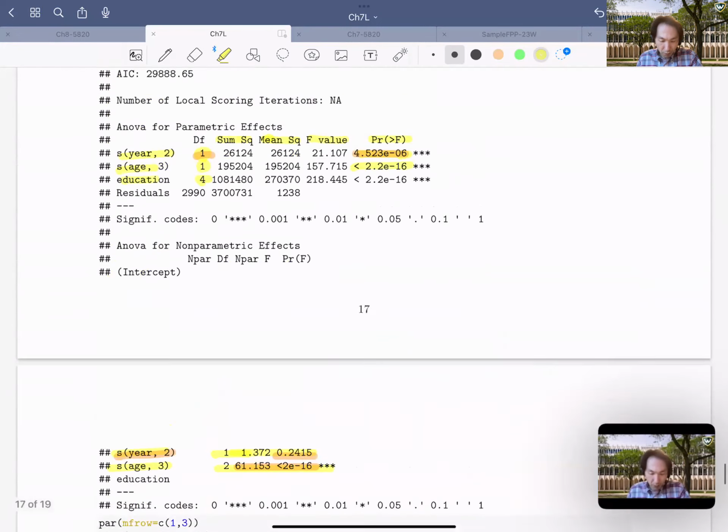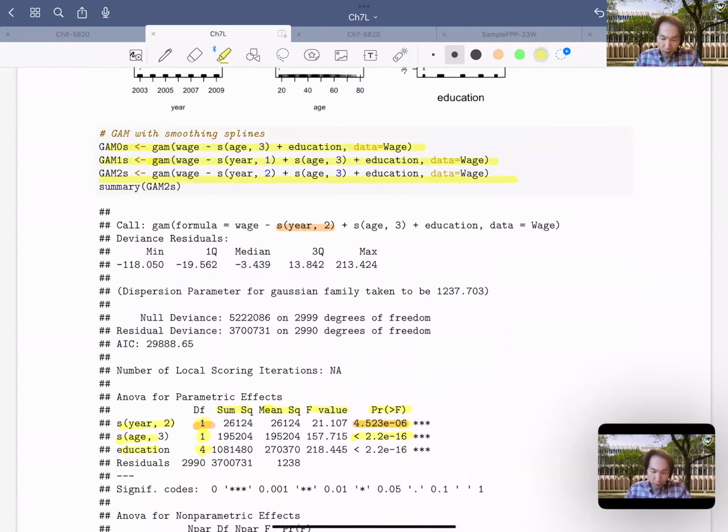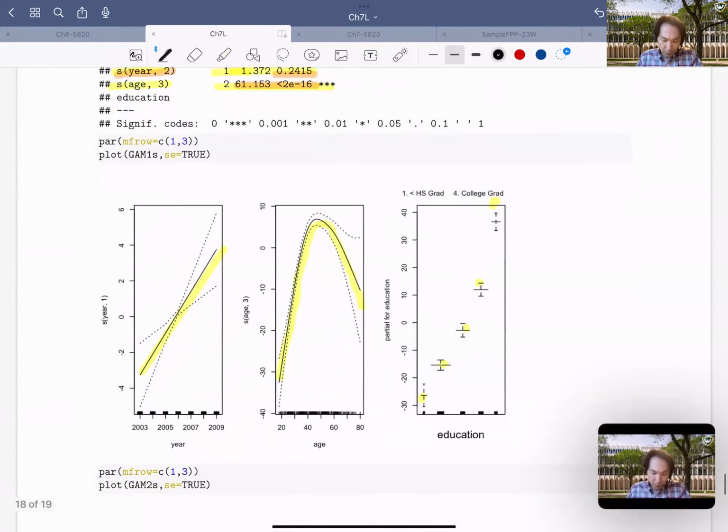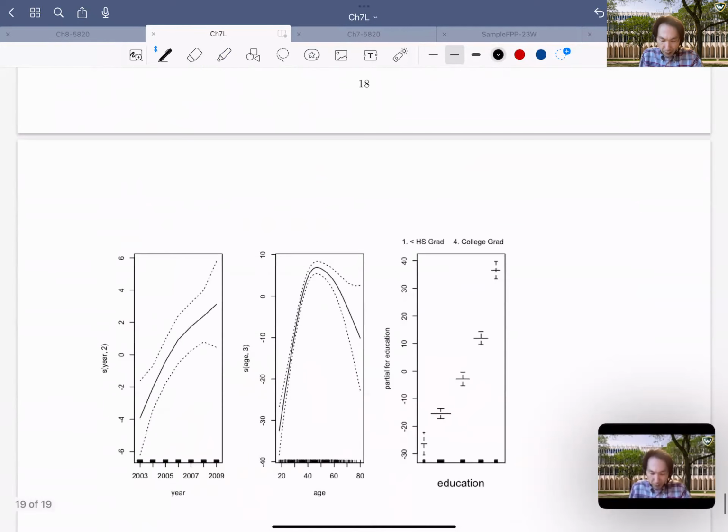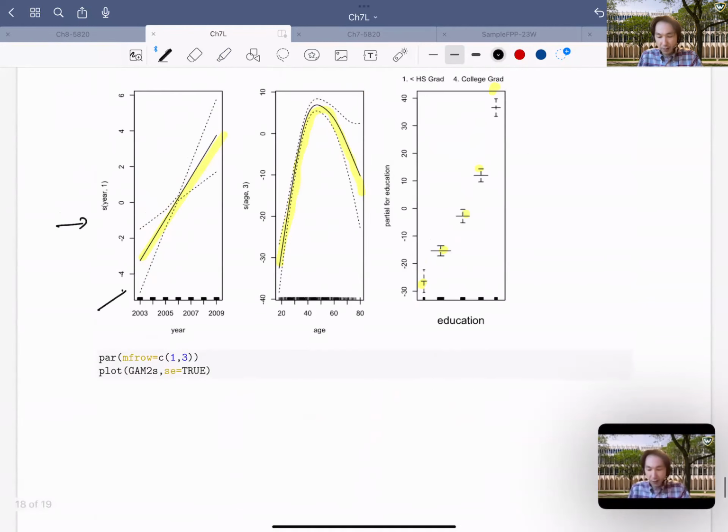Yeah, so this is the GAM1S and GAM2S. So GAM1S is actually a slightly smaller model with the effective degrees of freedom for year being 1, and GAM2 is 2. So GAM1, the graph is this, and GAM2 graph is this. So we allow a larger effective degrees of freedom. So we have some curvature, but this is not statistically significant. So this one is probably sufficient to explain the situation.